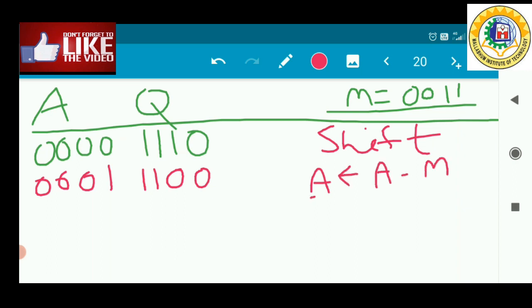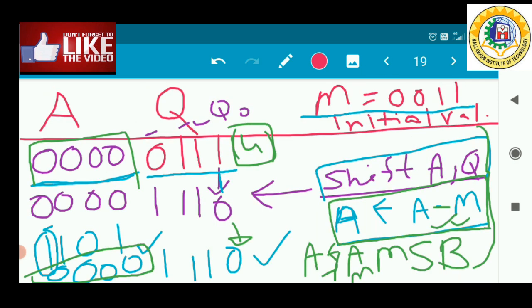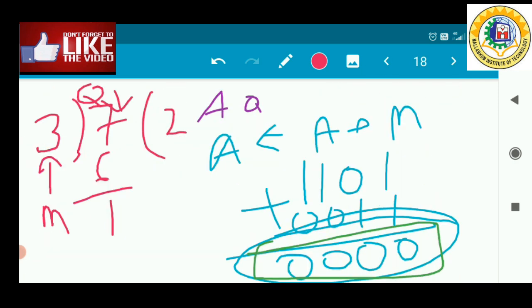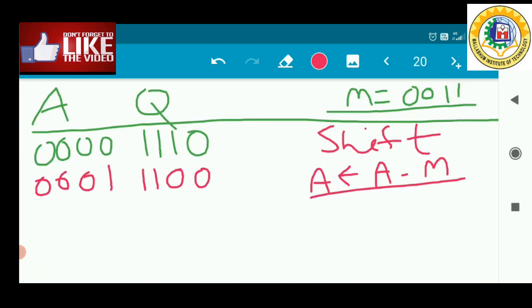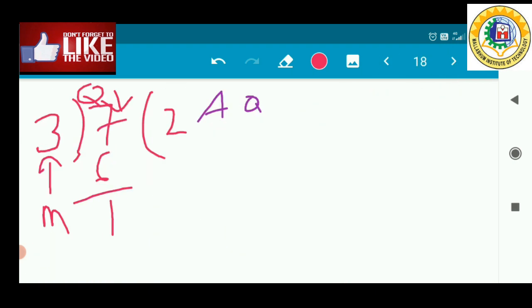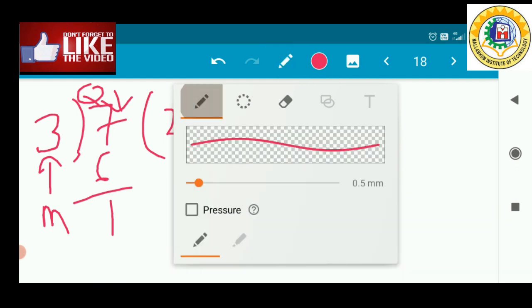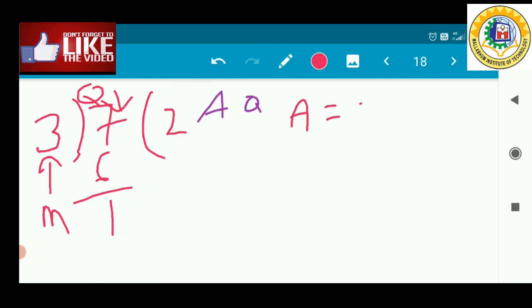So if you just perform A equals A minus M from the step, A equals 0 0 0 0. I am just doing this for the second step only, later you will do it on your own. So A equals 0 0 0 1 and your M equals 0 0 1 1.